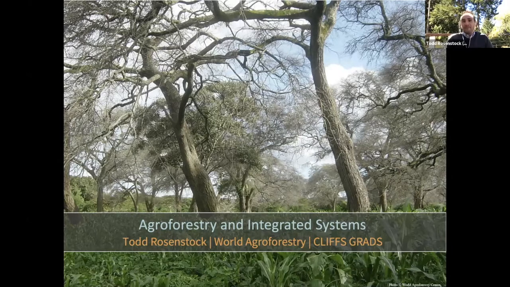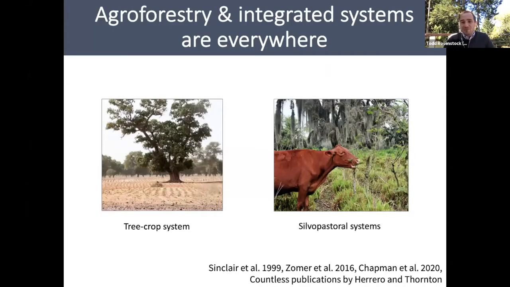Okay. So as I said, agroforestry and integrated systems are everywhere. And why would I say that? Because I would argue that the most iconic systems globally, when you go outside into rural areas, are agroforestry and integrated systems. Think about the tree crop systems, the parklands of West Africa that cover hundreds of thousands of hectares.